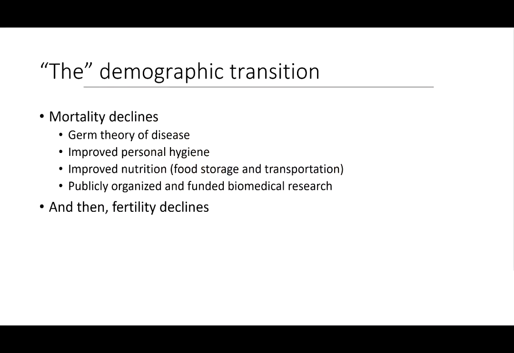The demographic transition began with the Industrial Revolution. Initially, as industrialization increased, population size increased. With the insight provided by germ theory of disease came improved personal hygiene. With technological advances came improved food storage and transportation, and with those, improved nutrition. This was also a time when governments started to organize and fund biomedical research. All of these factors led to a decrease in mortality.